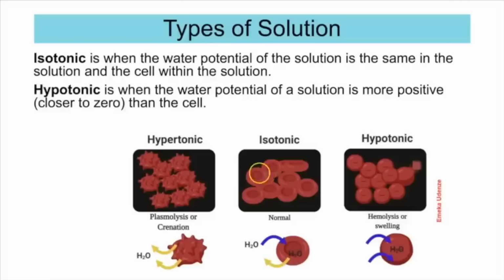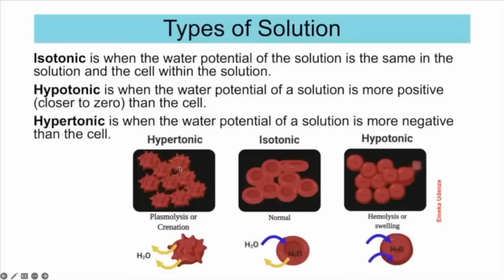A hypotonic solution is when the water potential of the solution is more positive, so it's closer to 0, which basically means there is more water compared to the solute. So as a result, water will move from the solution into the cell, causing it to swell, and it could even eventually cause it to burst if enough water is moved in.